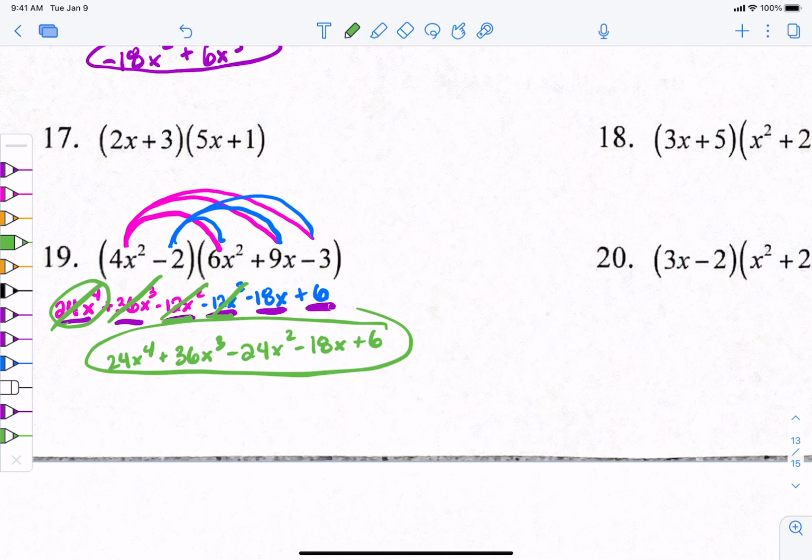All right, you do the other ones for homework. Anything else that we didn't already get done on this page is for your homework. You've got quite a bit of time left, so there you go. I'm going to stop the video.